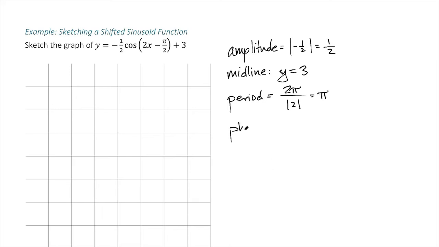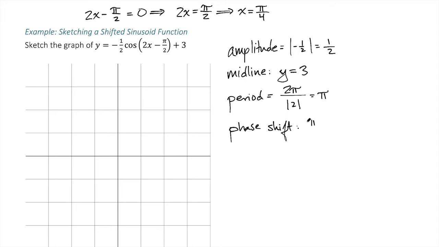We'll also do our phase shift, or we can also think of that as a starting point for a cycle. Our phase shift is simply the x value that gives us a 0 inside this cosine function. In other words, we can take our 2x minus pi over 2, set it equal to 0, and then solve for x. So if we add pi over 2, we get 2x equals pi over 2. We divide by 2 and we get x equals pi over 4. So that's our phase shift, pi over 4, and x equals pi over 4 is where we will start a cycle.